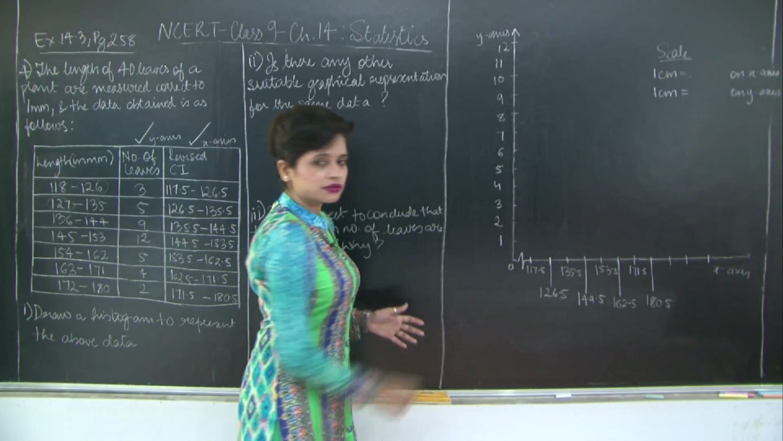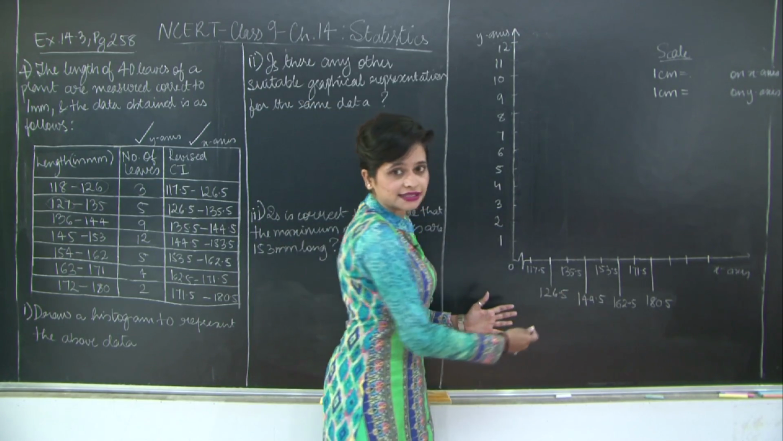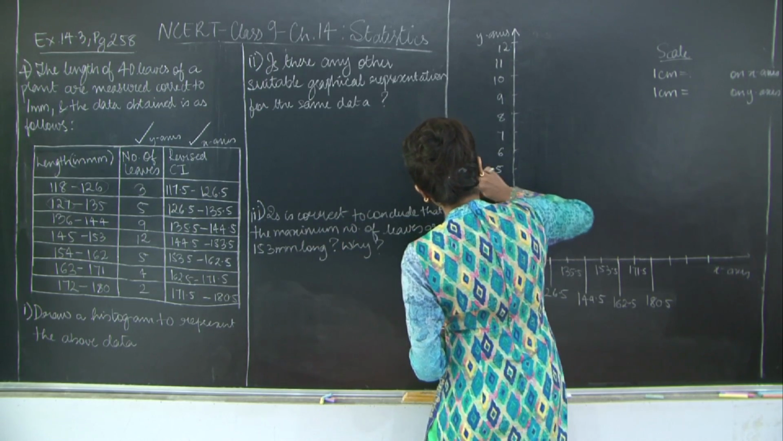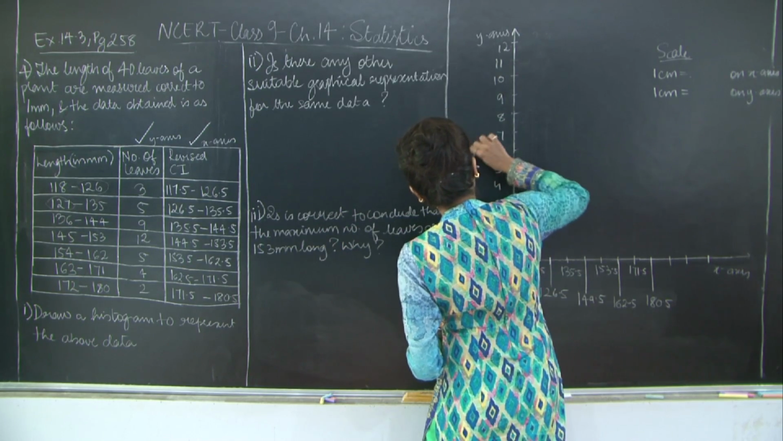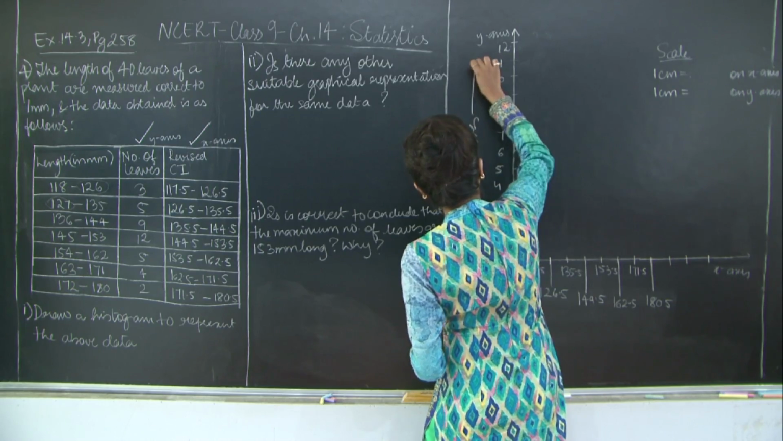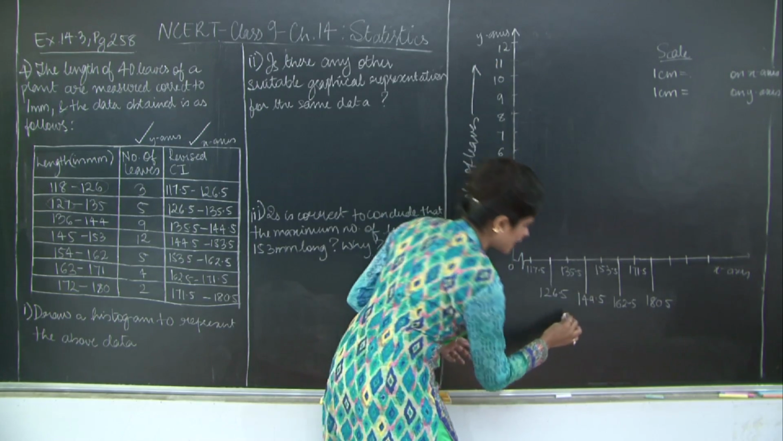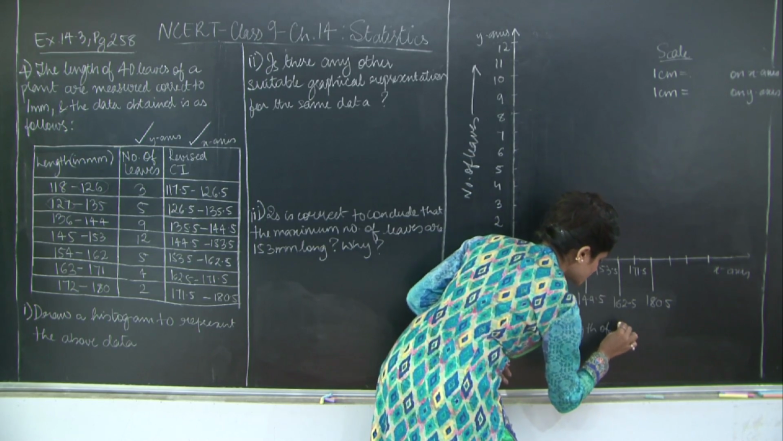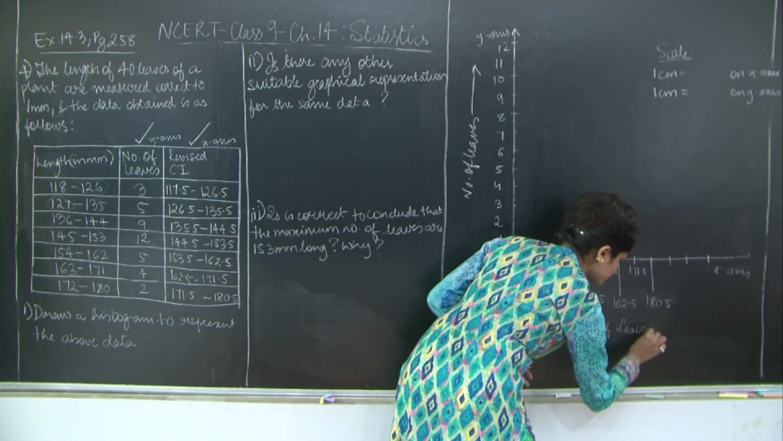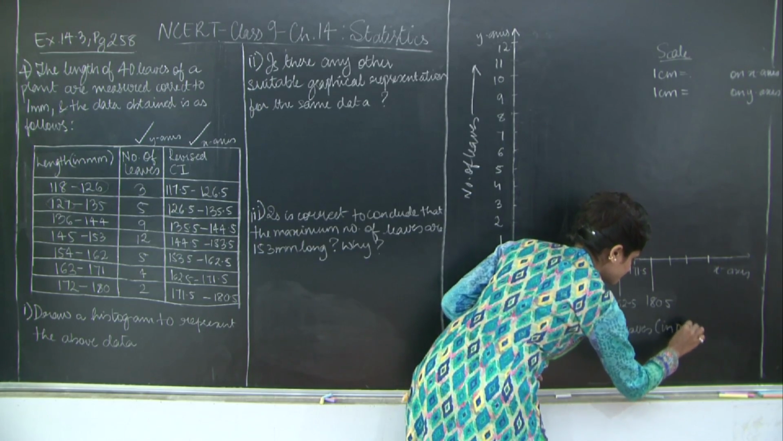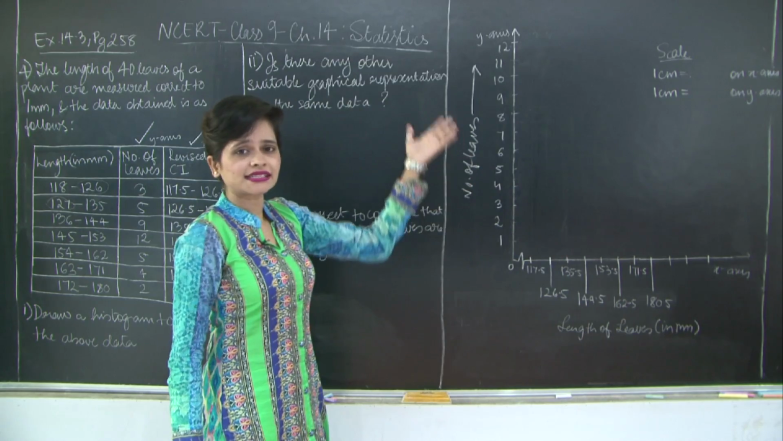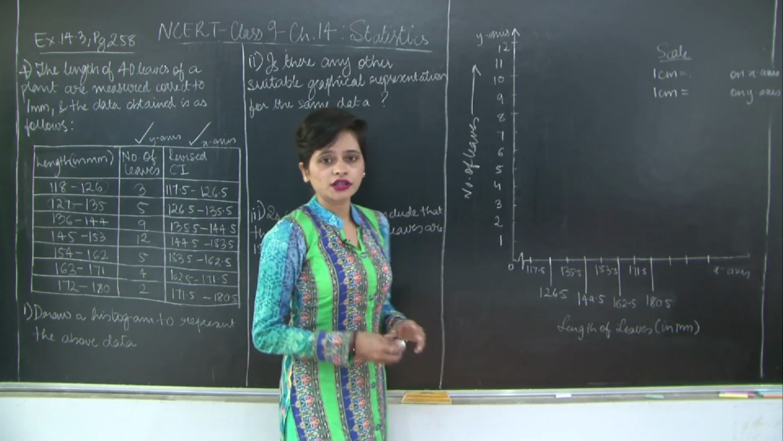Let's label our x and y axis. On the y axis I have number of leaves, and on the x axis I have length of leaves in millimeters. We'll fill in the scale later on. So let's get started with the histogram.